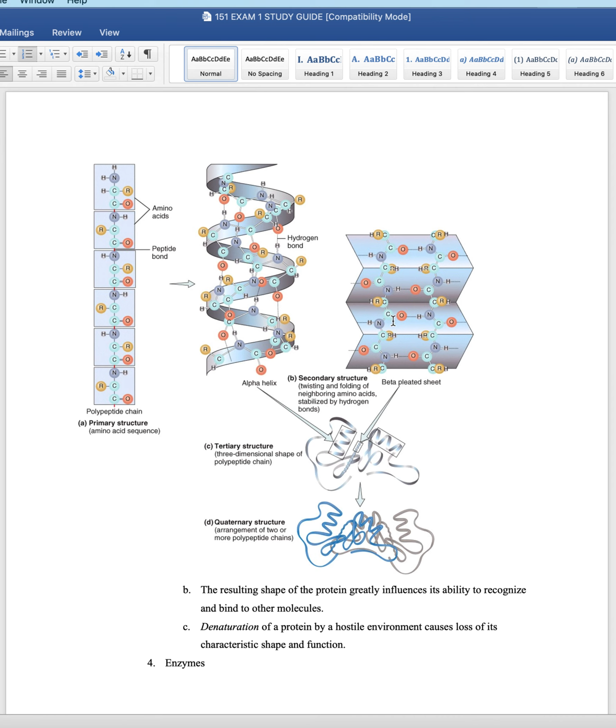Same thing with the beta pleated sheet. You're not next to this individual amino acid in line, right? You might be jumping ahead 5 or 6, but you're next to them in space, and that allows you to hold that hand as well. So that gives you these secondary structures, all of the combination of secondary structures.